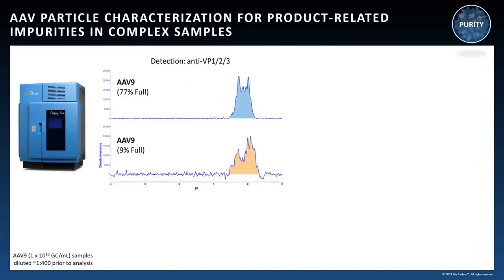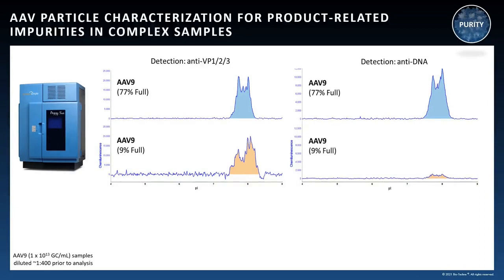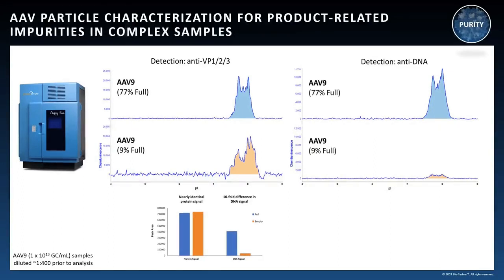For our Simple Western intact AAV assay, we took a unique approach. First, as I just showed, we separate the particles by IEF and detect them with the anti-VP123 antibody. Between these two AAV9 samples, we see about the same signal, albeit with different peak shapes. Now here's the really cool part. In different capillaries with an anti-DNA antibody and the same samples, we're able to see a real difference between them. The anti-DNA antibody has a strong signal for the full AAV9, but a relatively weak signal for the nearly empty AAV9. These data can be quantified as shown below.